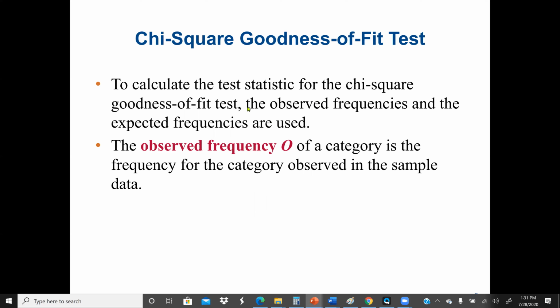To calculate the test statistic for the chi-square goodness of fit test, the observed frequencies and the expected frequencies are used. The observed frequency O of a category is the frequency for the category observed in the sample data. So again, to calculate the test statistic in the chi-square goodness of fit test, we always need the observed frequencies and also the expected frequencies. Those are the two items that we are going to use.